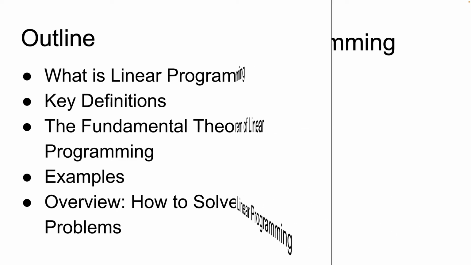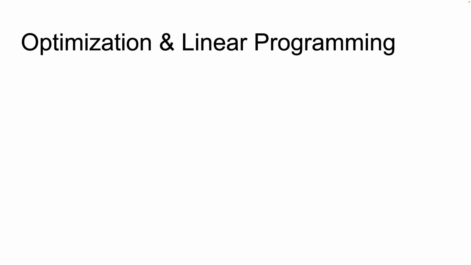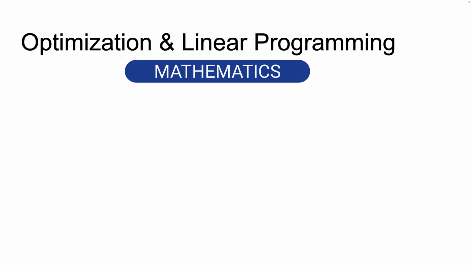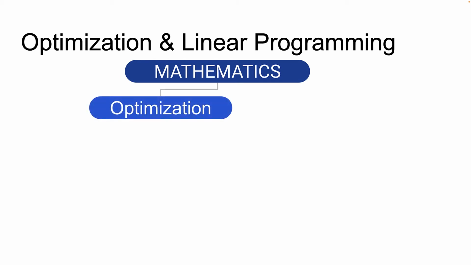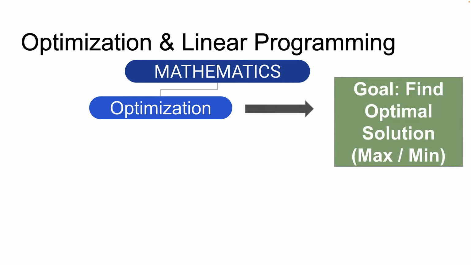Let's get started. To understand linear programming, it's important to understand how it fits into the role of optimization in mathematics. So mathematics is a very large field, and one branch of mathematics is known as optimization. And this is where the goal is to find the optimal solution. Think of finding a maximum or minimum value.